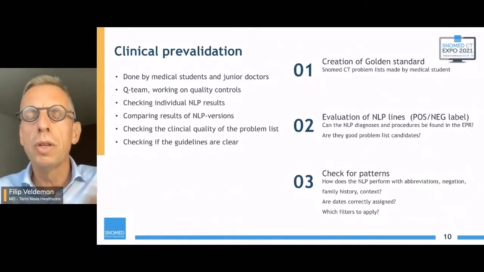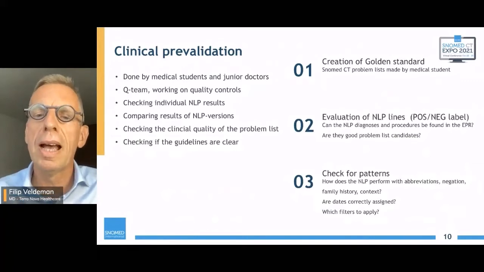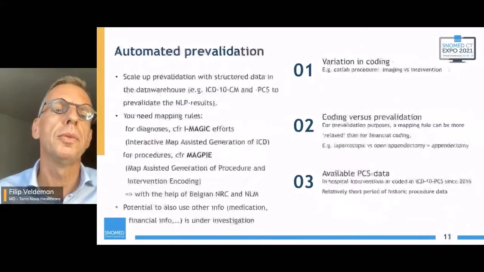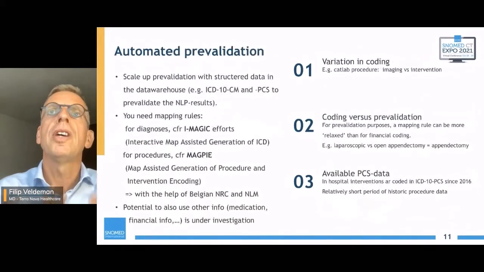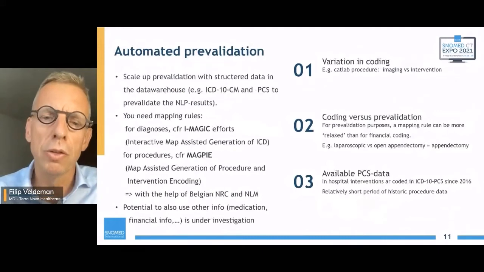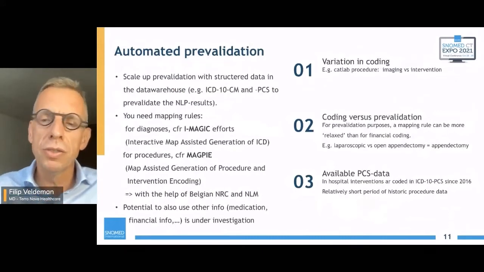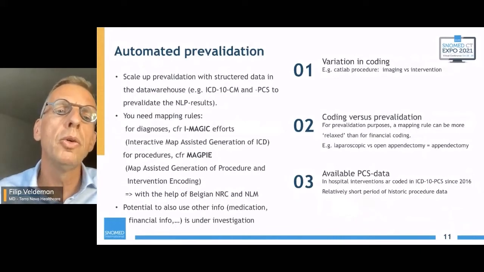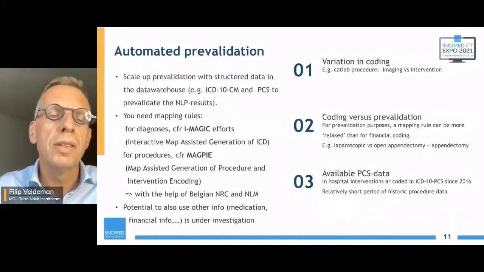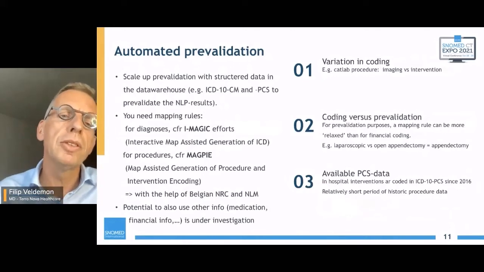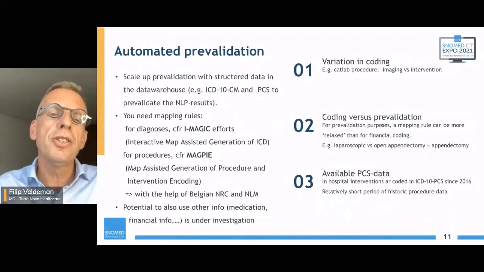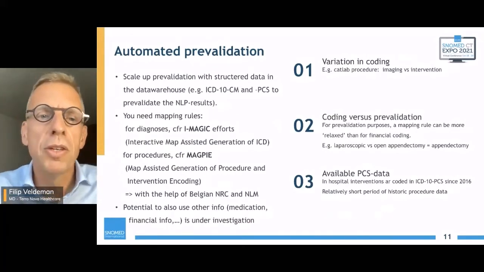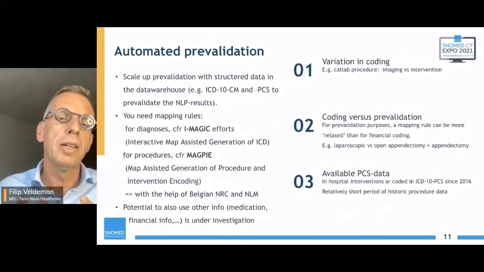So that's two different ways of looking at this problem list, and they also check for patterns and things that can improve. Now, in view of the size of the project that we're working on right now, with over 2 million patients, it's a 3,000 bed environment, we try to automate this pre-validation effort. And one of the things that we do is use structured information, ICD-10-CM and PCS, that is sitting in a data warehouse, the information of the coding that we use.